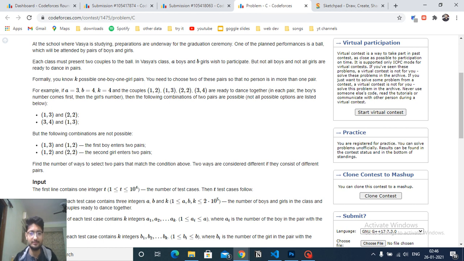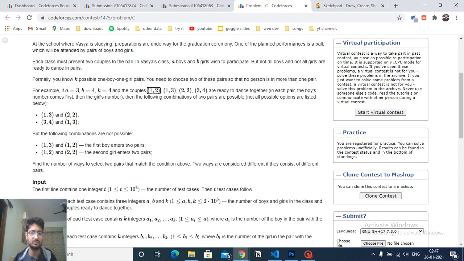What I mean by this is, as you can see, if you choose the first boy and second girl, and you choose again the first boy and second girl, these 2 pairs have the same boy. How can the boy dance with both of the girls? So this is not possible.